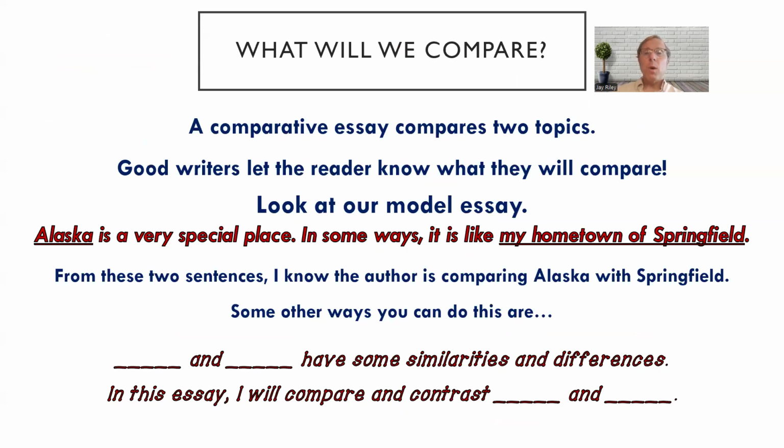We want to talk about what we're going to compare. So in our model essay, Jenny says Alaska is a very special place. In some ways, it is like my hometown of Springfield. So I've got those two topics for comparison, Alaska and my hometown of Springfield. Another way I can say this is "blank and blank have some similarities," or "Alaska and my hometown of Springfield have some similarities," or "In this essay, I will compare and contrast Alaska with Springfield."